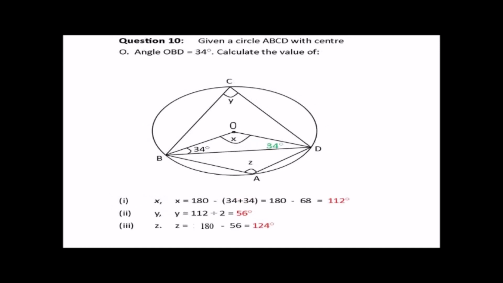Question 10, number 1, x is equal to 112. Again, you're dealing with a cyclic quadrilateral. And then y would be equal to 56. And if that's 56, because it's a cyclic quadrilateral, z would have to be 124.